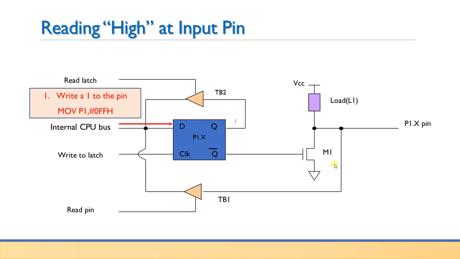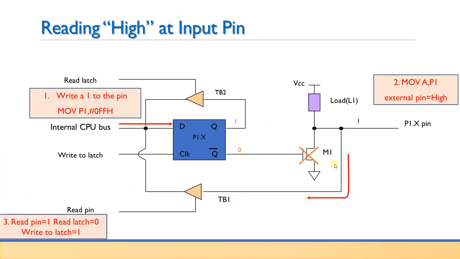So when D is 1, Q is 1, Q bar is 0, the transistor is off, and then the output is 1. So this VCC is directly connected to the output pin. Then as output is 1, the same is connected to this buffer TB1. Now read pin is 1, this signal is 1. Read latch, this signal here is 0, and write to latch is 1.